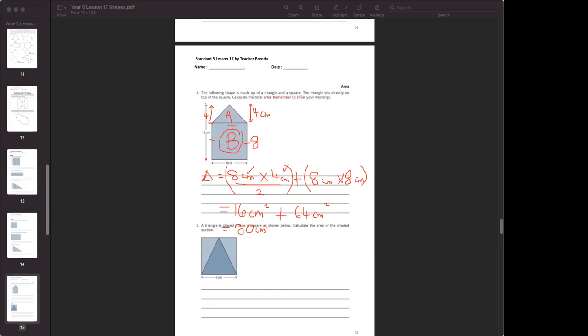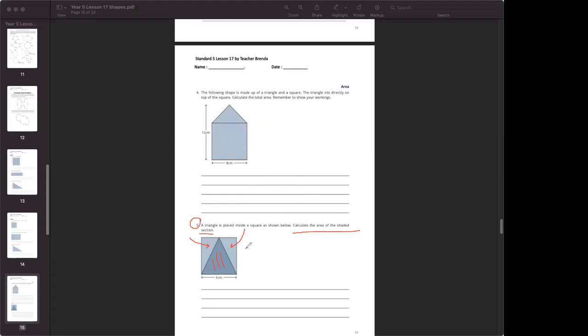That's it. Okay. I'm going to erase already because we're going to go down to the quick one. Next one. Now, sometimes they give you a question like this. Look at number 5. A triangle is placed inside a square. See, the darker part is the triangle. Calculate the area of this shaded section. I believe they are asking you to calculate the area of the outside of the triangle. Do you understand? Okay. How do you do that?